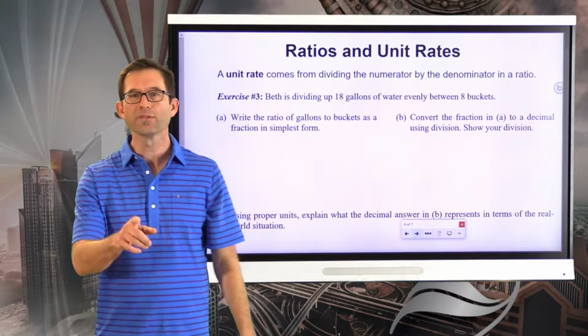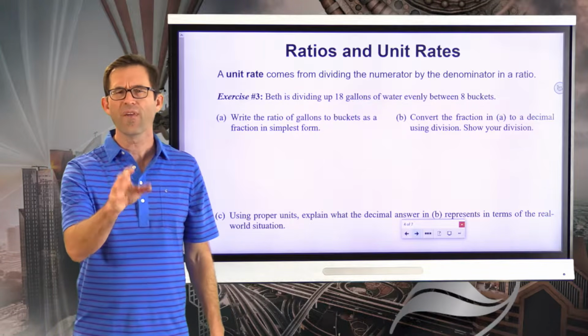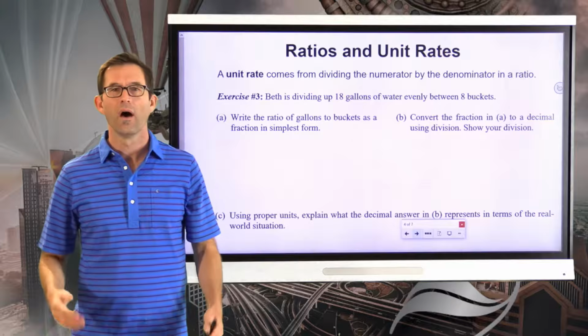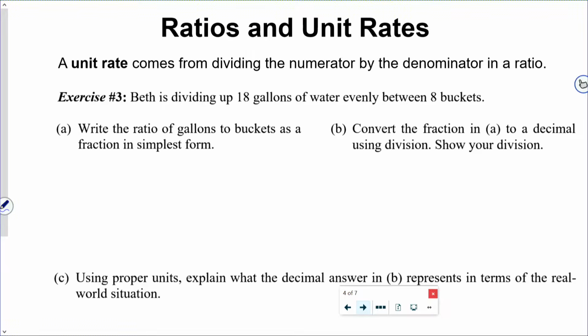Exercise number 7. Now let's talk about ratios and this very, very important idea of unit rates. A unit rate comes from dividing the numerator by the denominator in a ratio. And let's look at that in exercise 3. Beth is dividing up 18 gallons of water evenly between 8 buckets. So she's got these 8 buckets and 18 gallons of water. Letter A says write the ratio of gallons to buckets as a fraction in simplest form.